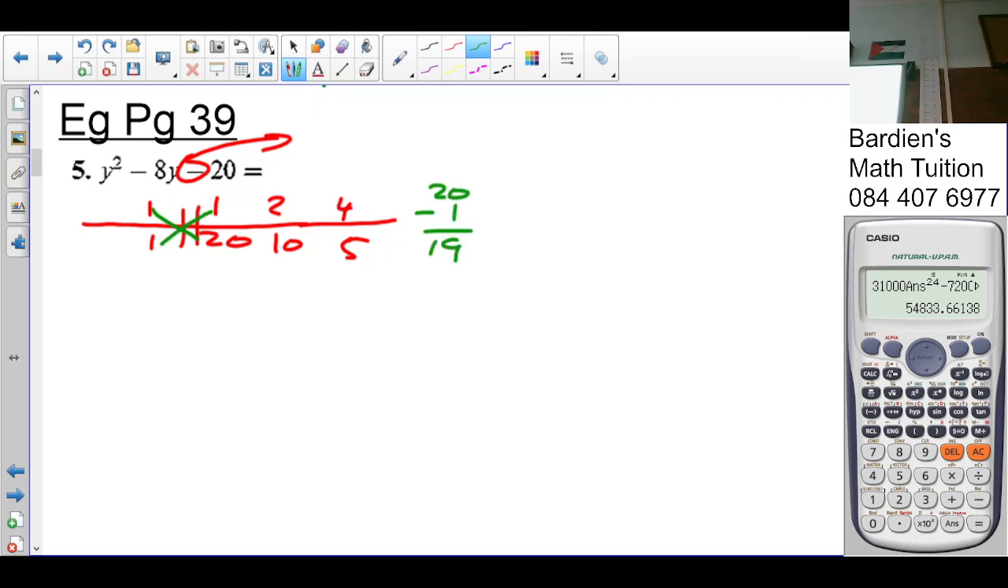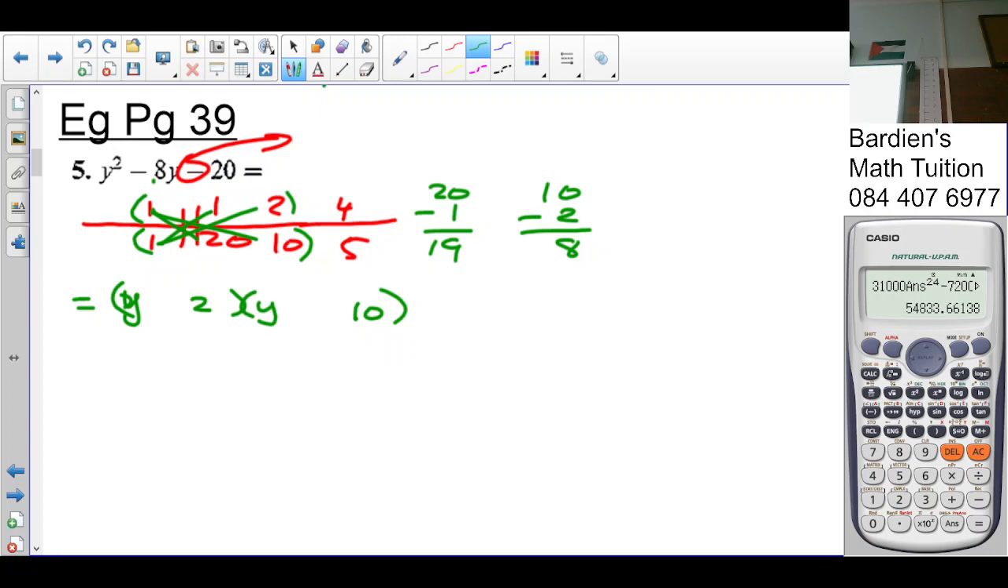1 times 10 is 10. 1 times 2 is 2. You subtract, you get 8. What am I looking for? So which means to say what? 1 and a 2 goes in a bracket. Yeah, 1 and 2, so it's going to be y and 2 and 1 and a 10, which means to say y and a 2.